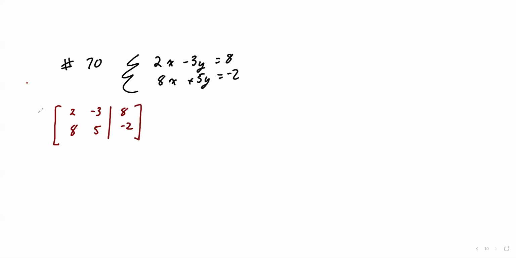Process is pretty much similar as the Gaussian elimination. My first order of business is to turn this guy into a 1. So the way I'm going to do that, just like I've been doing, row 1 divided by 2 gives me row 1. So that's going to be 1. -3 divided by 2 is -3 halves. 8 divided by 2 is 4. This row stayed the same.